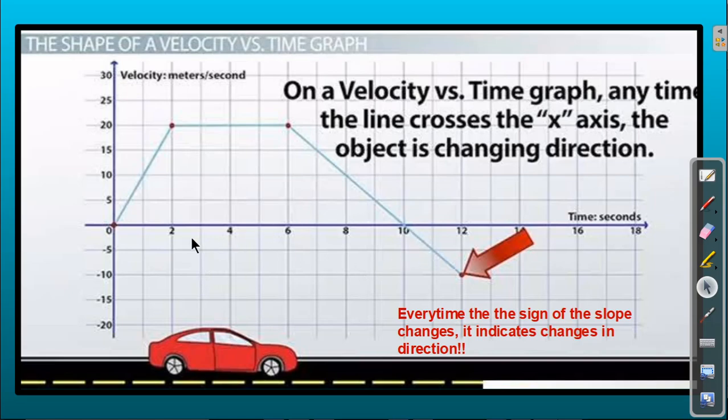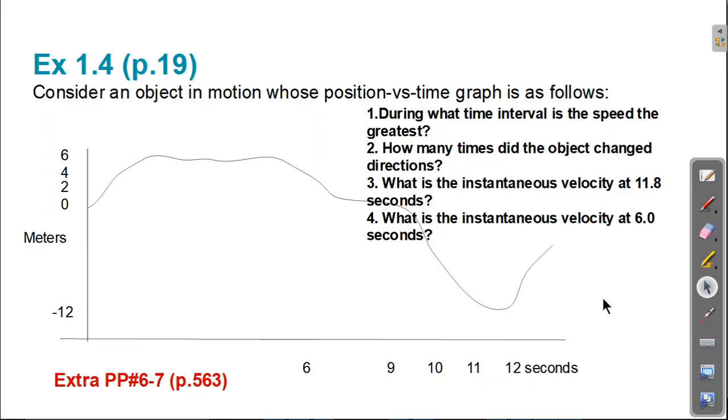That's when I said to you, look how it goes up and goes down and goes up again. Those are changes in direction. That's what I meant. Now, let's look at example 1.4 and put this information together so you see what I'm talking about, okay? Sometimes examples are the best ways to find meaning in what we're covering.